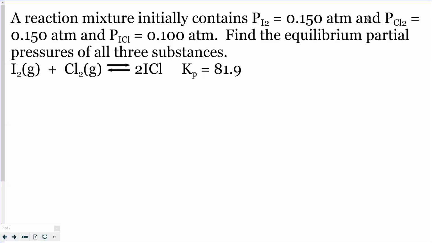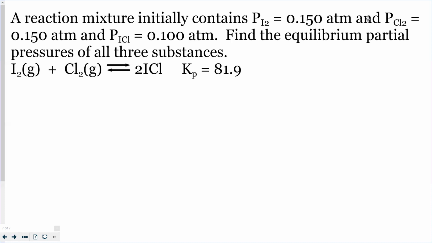All right, and let's look at this last problem. Here it says we have a reaction mixture that initially contains a pressure of iodine that is 0.15 atmospheres, a pressure of chlorine that is 0.15 atmospheres, and a pressure of iodine chloride, excuse me, that is 0.1 atmospheres. It wants us to find the equilibrium partial pressures of all 3 substances.